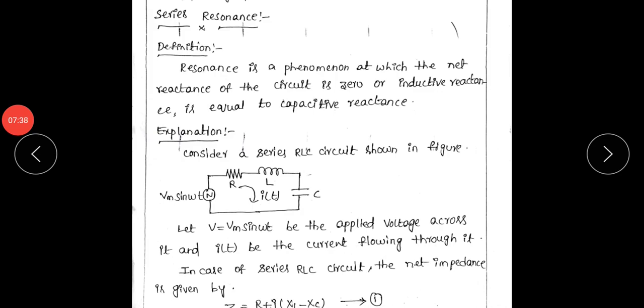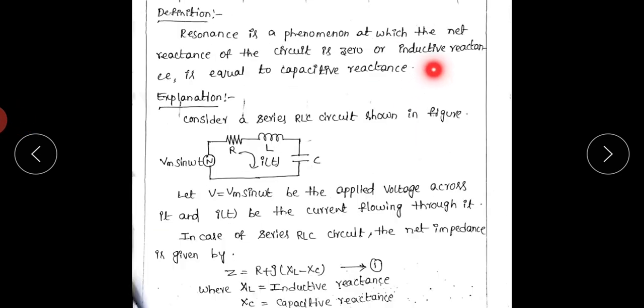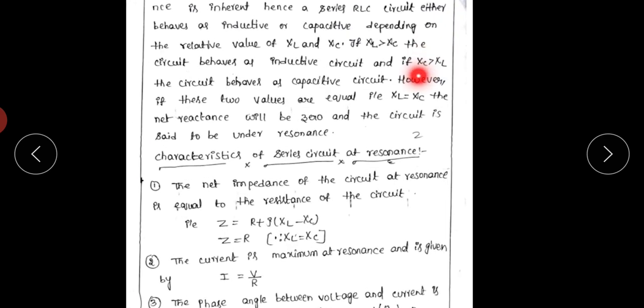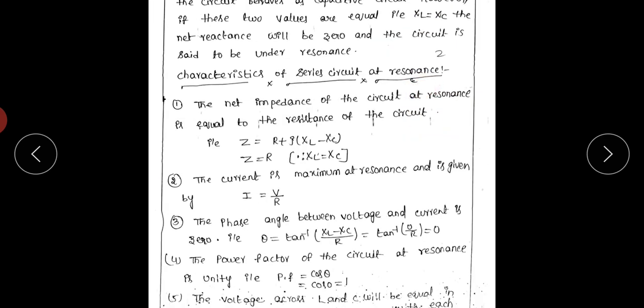Okay, first, the resonance condition means net reactance value is 0. For a series RLC circuit at resonance condition the reactance becomes 0 and it acts as a purely resistive circuit. Next, these are the characteristics of a series resonance circuit at resonance condition. Z equals R, and the current is at its maximum value, V by R.